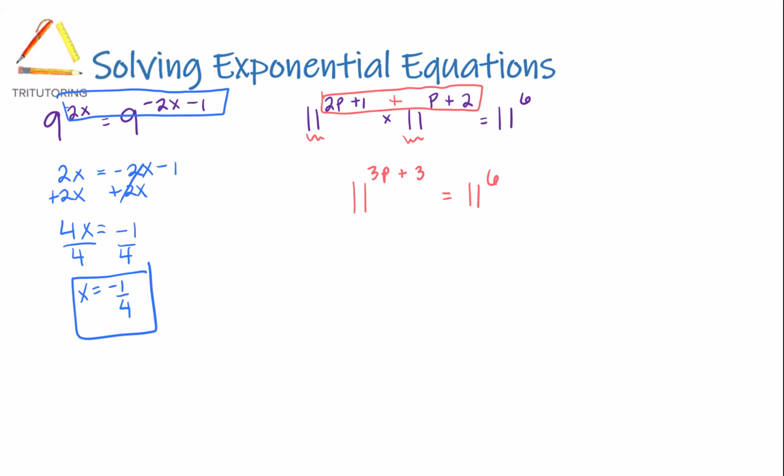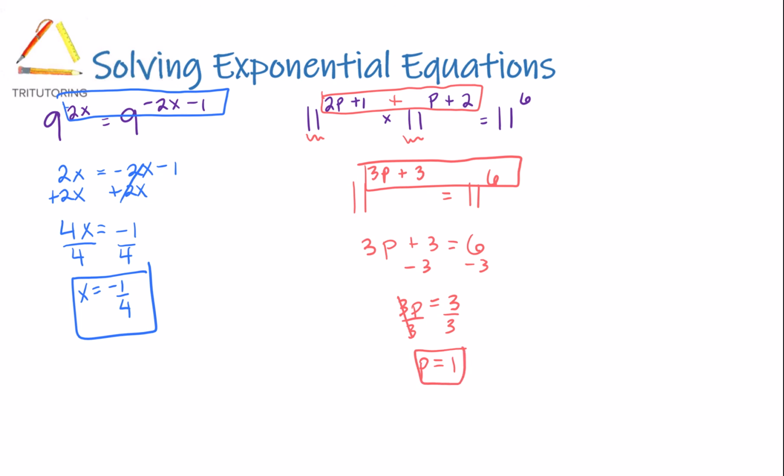Now I have 11 to the something equals 11 to the 6th. For both sides to be equal, I would need those exponents to be equal. So we've got the same base, let's just figure out what happens if we make these exponents equal. So 3p plus 3 equals 6. I'm going to subtract the 3 over. So I have 3p equals 3, and then divide by 3 to get rid of that coefficient. So p equals 1 is my answer here for the variable.